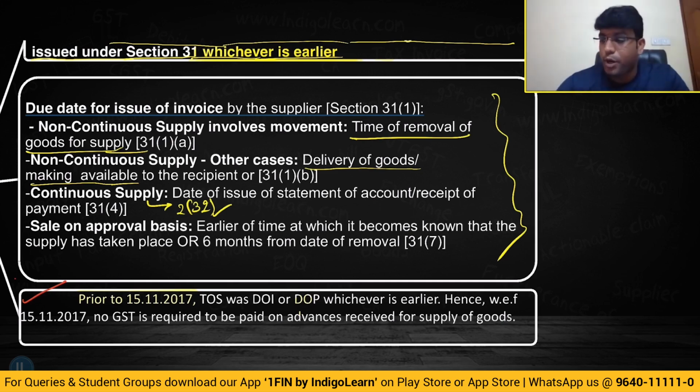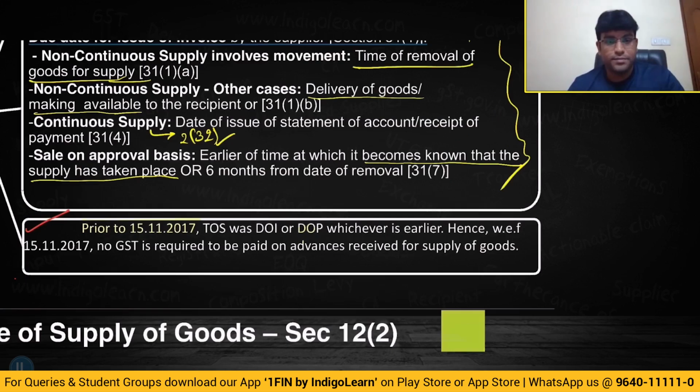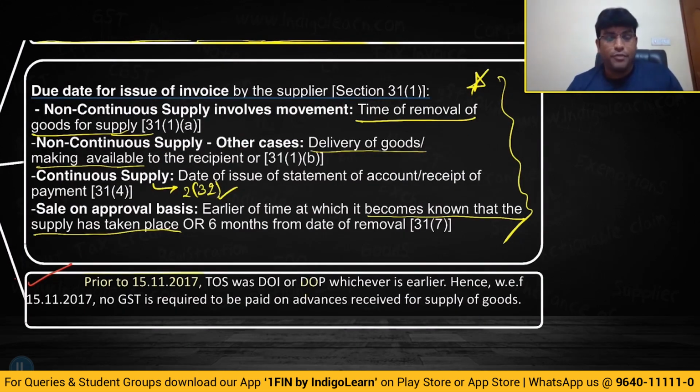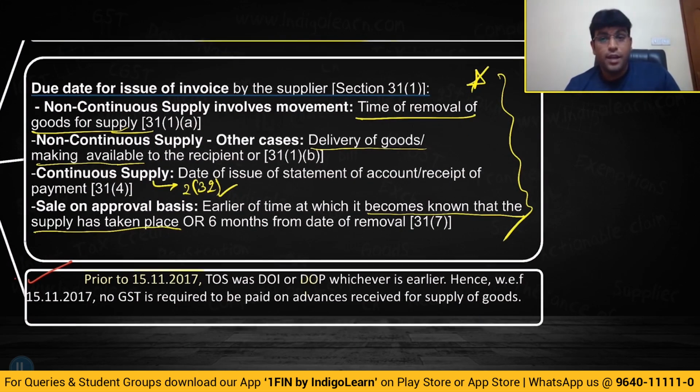This box is very important to know the time limit for issuance of invoice. And the time limit for issuance of invoice is important because time of supply is date of invoice, and date of invoice will in turn have an impact on actual date or last date, whichever is earlier.